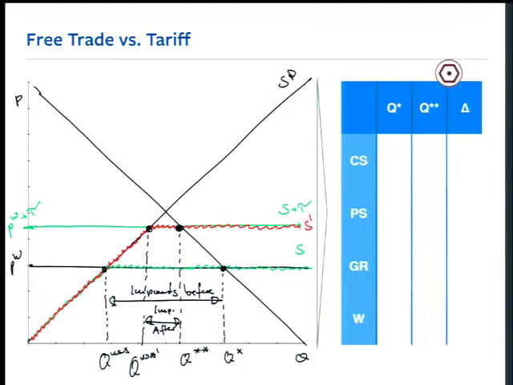Here, the more interesting way of looking at it is having a tariff where you still have some imports and some domestic production, but you can scale this depending on how big you want imports to be. So let's do the welfare of this, and then I'll answer your questions.